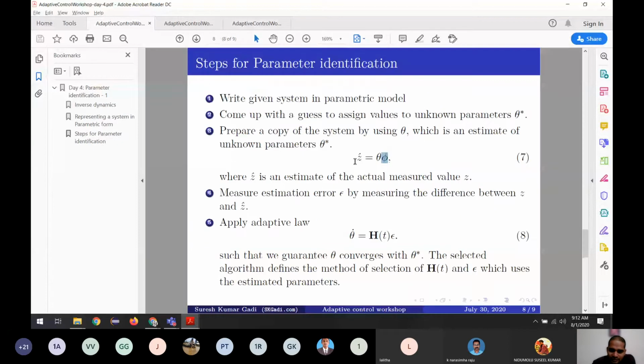Also I want to show one small error I have made here. This is actually not Z cap is equal to theta times phi. It is theta transpose times phi.